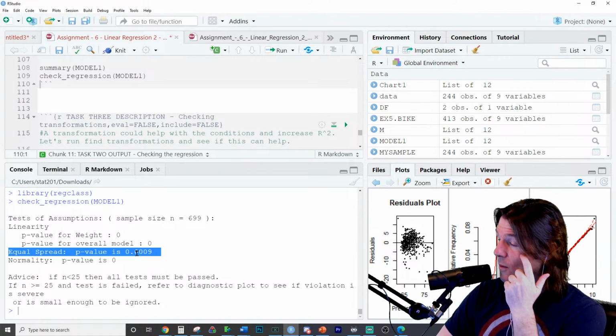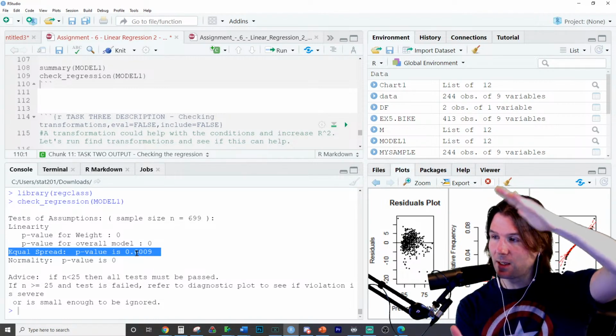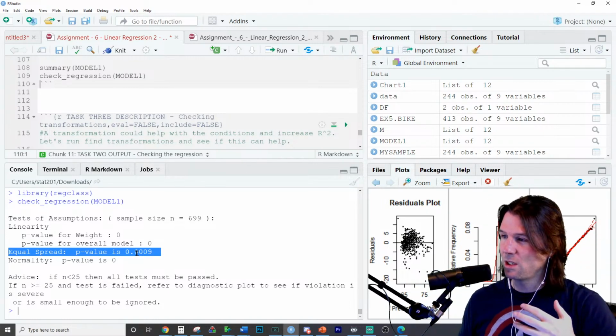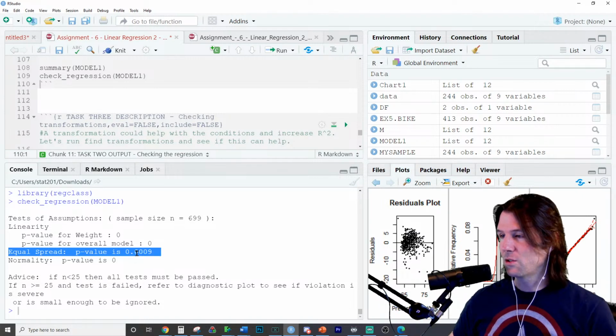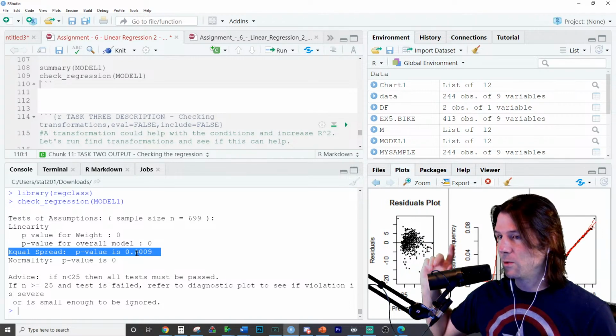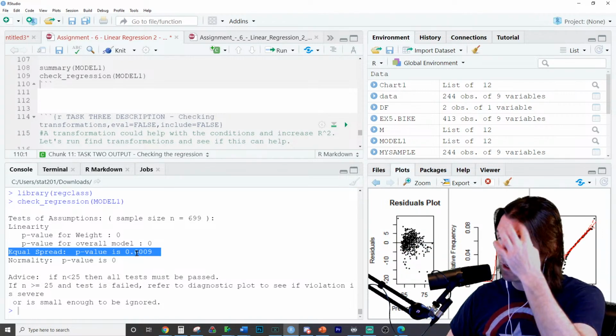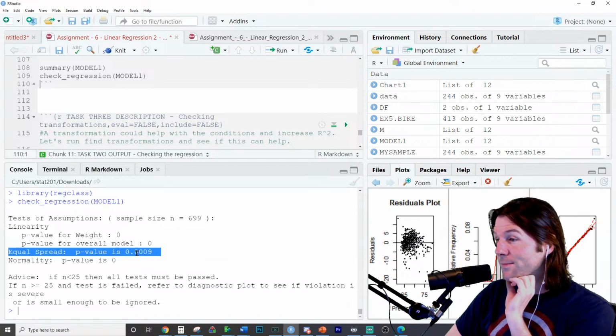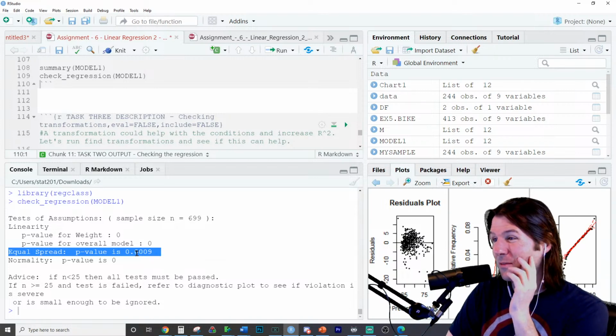R squared is a derivative of R. And if the model changes in strength, we're going to see a change in the predictive power of the model, because correlation leads to R squared. So the change in predictive power in this model, where it's getting a little bit tighter towards the end, is shown by the equal spread problem. Yeah, I don't love this model.